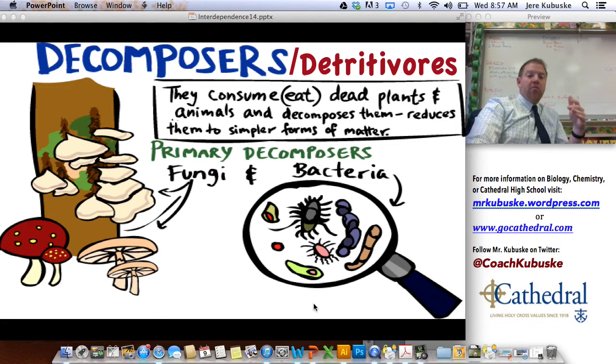These are the ones that are going to break down dead plants and animals and then recycle their nutrients back into the environment. They're really important for ecosystems because they get rid of that waste that is not going to be beneficial to the environment. They usually cause a stink, literally. They put off gases, but it's usually a pretty good thing for the environment to have those decomposers there. Fungi and bacteria are good examples of detritivores.